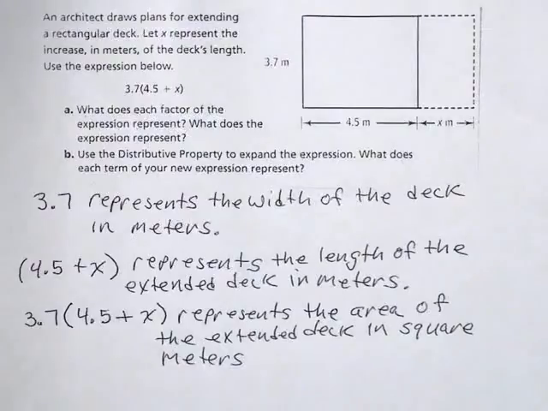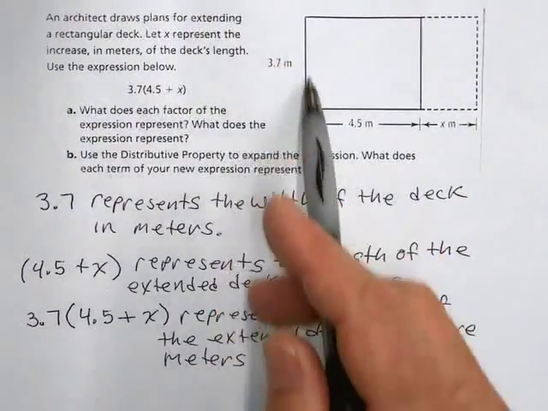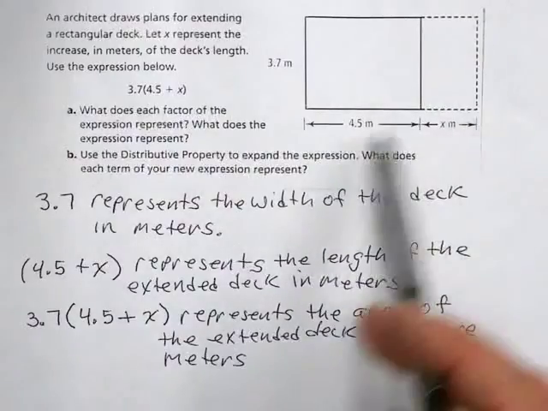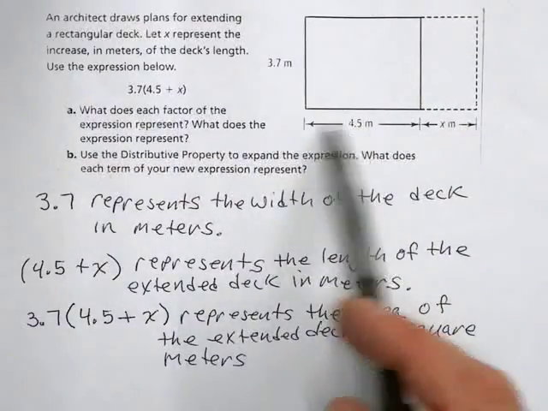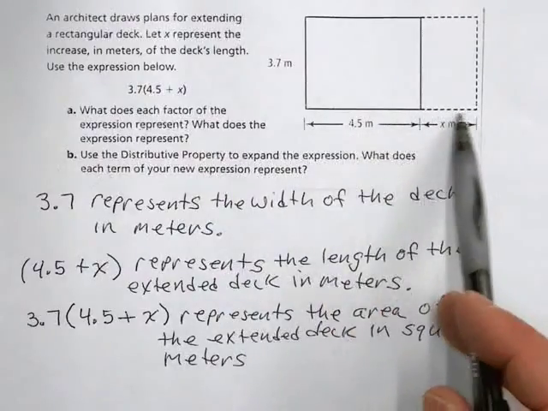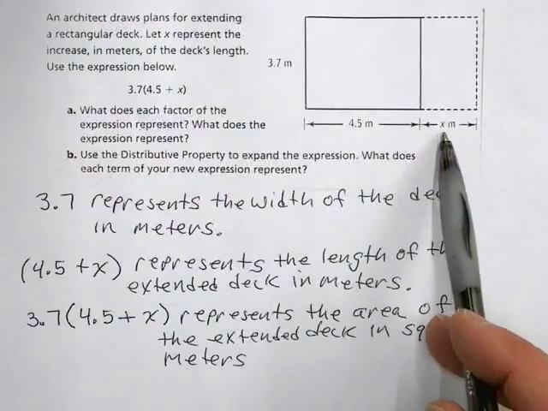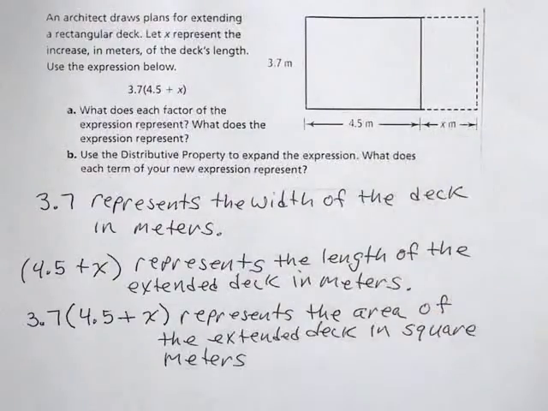So what do we have here? We have this drawing, and in this drawing, 3.7 meters right here, this line, that's the width of this drawing of a rectangular deck. 4.5 meters, this part, is the existing part of the deck. And this part here, with the dashed line that's represented by x, our unknown here, is the deck's extension. And that's how much longer it's going to be when it's done.